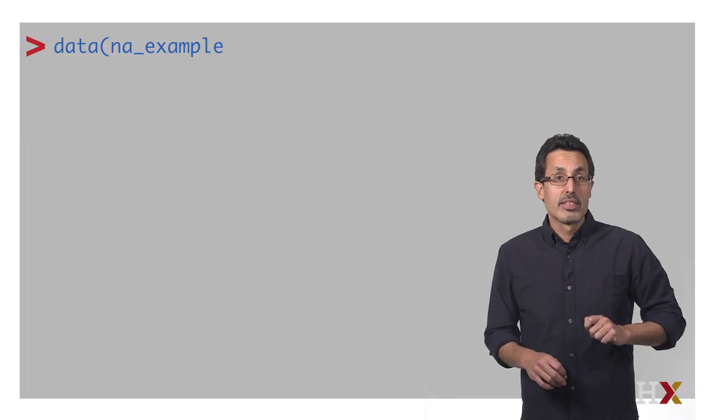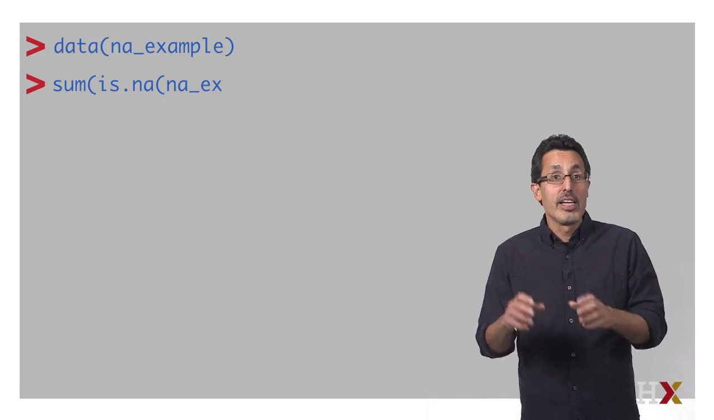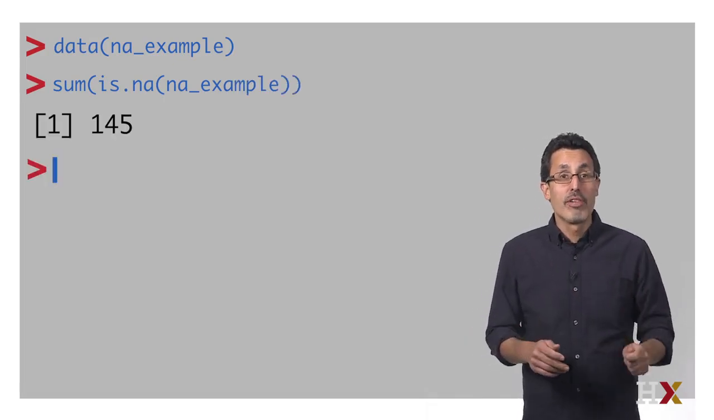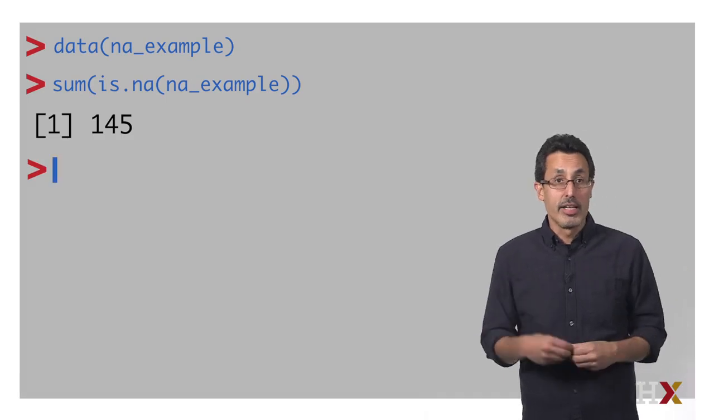Here's an example of how this function can be readily used to replace all the missing values in a vector with zeros. This is a very common use of this function, replacing NAs with some other value. For this, we're going to use an example that's included in the dslabs package. It's the na_example. We can load it like this, and using the sum of is.na(na_example) we can see that there are 145 NAs in this vector, which contains numbers and NAs.